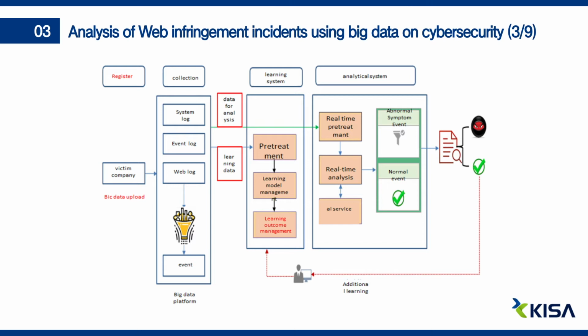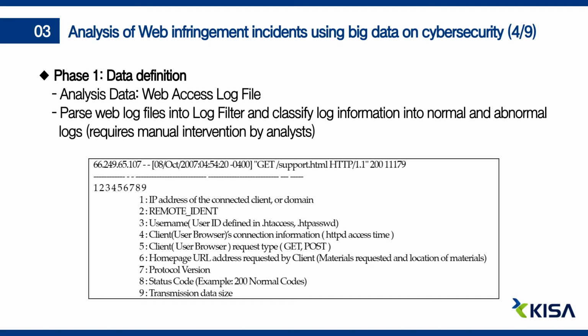after extracting and pre-processing the log information. The abnormal log is analyzed to retrieve the relevant information from the Elasticsearch DB. The normal and abnormal data are classified for relearning in the future and improving accuracy. In data definition, web access log files are analyzed. It parses web log files into log filter and classifies log information into normal and abnormal logs.